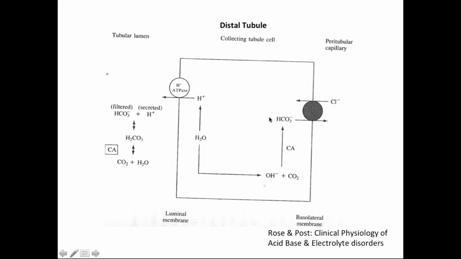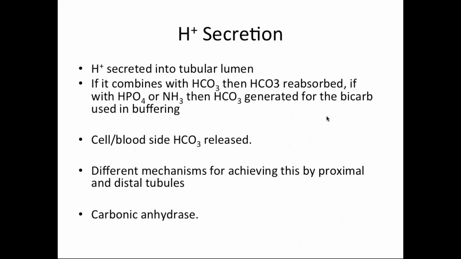And again, the bicarb here that is generated from the hydroxyl ion with the CO2 is reabsorbed into the peritubular capillary with a chloride bicarb anti-exchanger. So the transporters are different, but the philosophy is the same, where the H plus ion is being secreted into the tubular lumen to combine with the bicarb, and a bicarb is reabsorbed into the peritubular capillary with the chloride bicarb exchanger. So that is how the reabsorption of bicarb is happening.